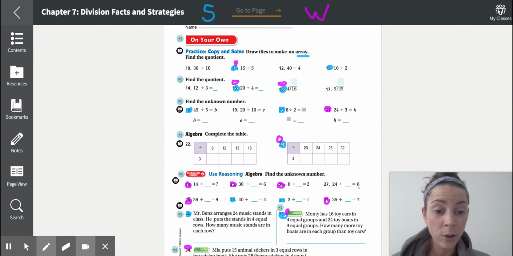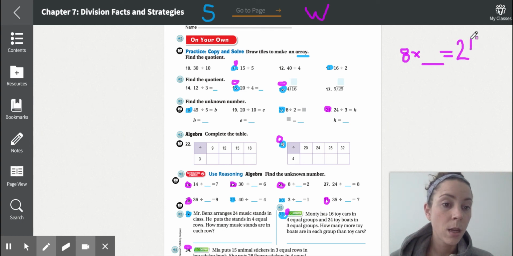Okay, so I'm gonna go, okay, oh, I just thought of another strategy that might actually be better. So there's two here. Okay, so I could flip it backwards and it would look like this. 8 times blank equals 24. And if you're good at your math facts, you're trying to figure out what factor matches with 8 that gets you 24, right?